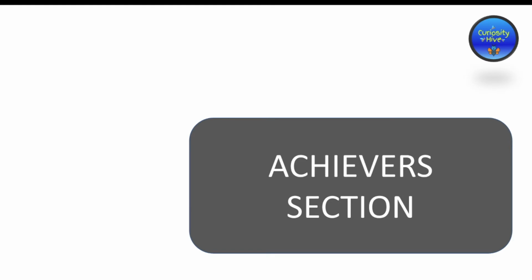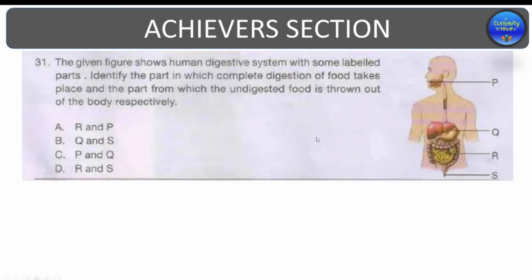So here we go. The first question here reads, the given figure shows human digestive systems with some labeled parts. Identify the part in which the complete digestion of food takes place and the part from which the undigested food is thrown out of the body respectively. These are the parts given. Can you tell me the answer? Well, the parts, just for your understanding, are mouth, the liver, the small intestine and the anus.